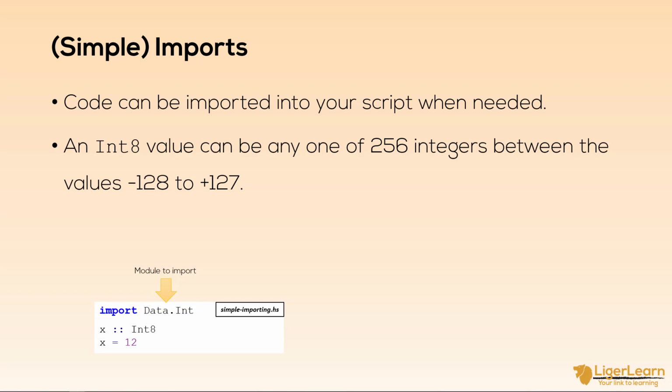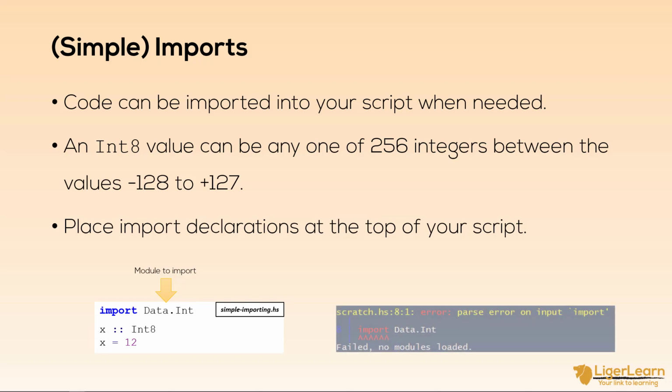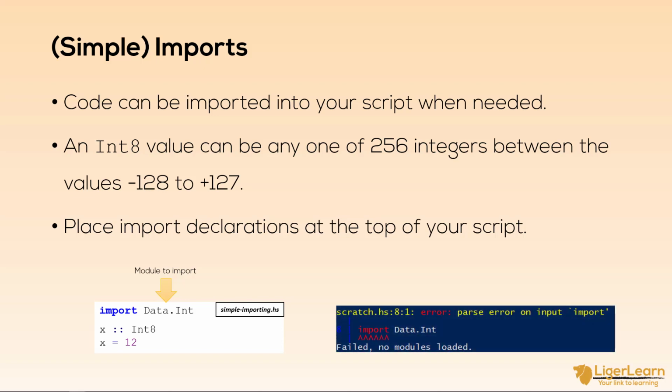Everything that the module exports will then be available to use. In our case, we just want to use the Int8 type, which is one of the things exported by the module. Since we've imported it, we can then use the imported type within our script. Remember, it is important that the import declarations are placed at the top of the script. If you place the import declaration somewhere else in the file, after other things like function declarations, then you will get an error like so.